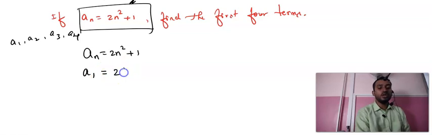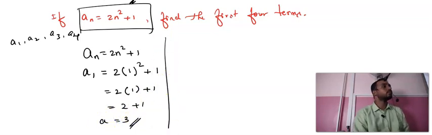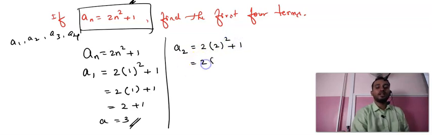A1 equals 2 into, in place of n, substitute 1, square as it is, plus 1. 2 into 1 square is 1, plus 1. 2 ones are 2, plus 1, that is 3. So the first term is 3. Now substitute 2 in place of n: 2 into 2 square plus 1. 2 square is 4, plus 1. 2 fours are 8, plus 1. How much? It is 9.